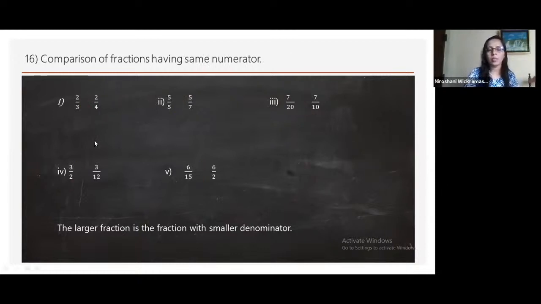Comparison of fractions having the same numerator, same thing, right? The larger fraction is the fraction with the smaller denominator. Like earlier, when the numerators are the same, the same procedure, always numerator 1. The larger denominator containing fraction is the smaller one. So check the smaller denominator, this one is the larger. Here, smaller denominator, this is the larger. Here the denominator is 10, so this is the larger. Here the denominator is 2, so this is the larger. And here this is the larger. Right? Can you understand?